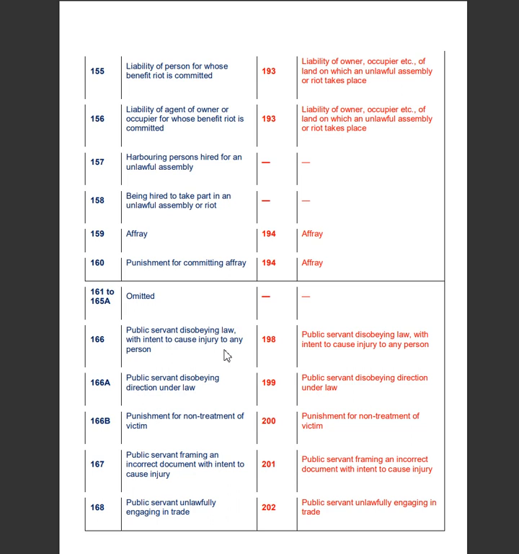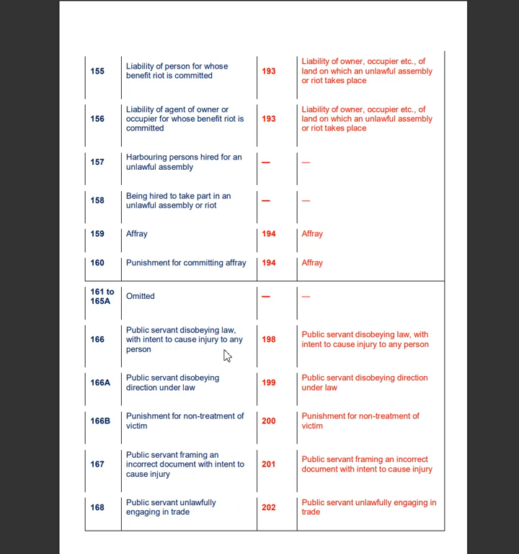Section 166 of the IPC deals with public servant disobeying law with intent to cause injury to any person, whereas Section 198 of the BNS deals with public servant disobeying law with intent to cause injury to any person. Section 166A of the IPC deals with public servant disobeying direction under law, whereas Section 199 of the BNS deals with public servant disobeying direction under law.